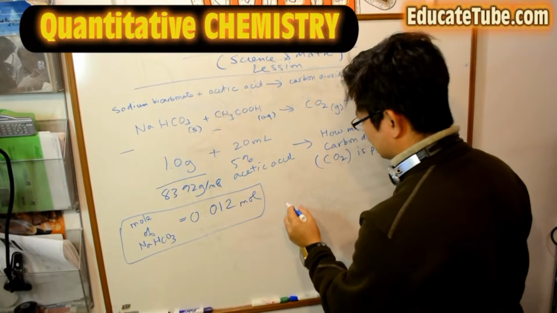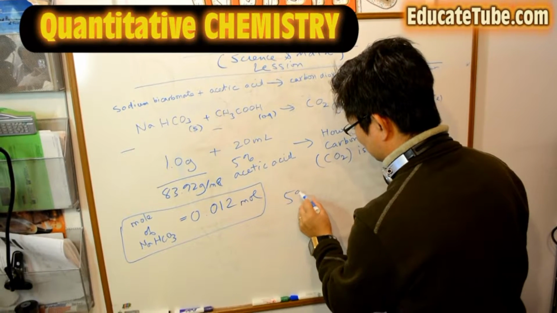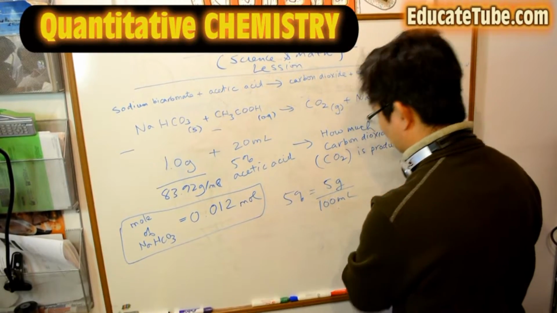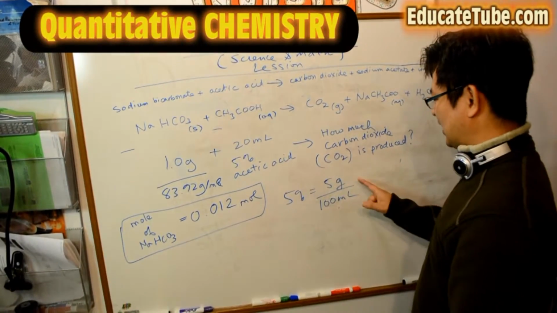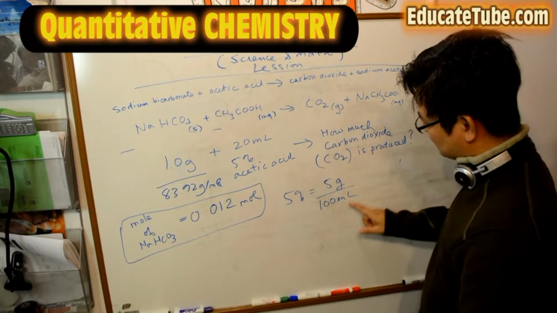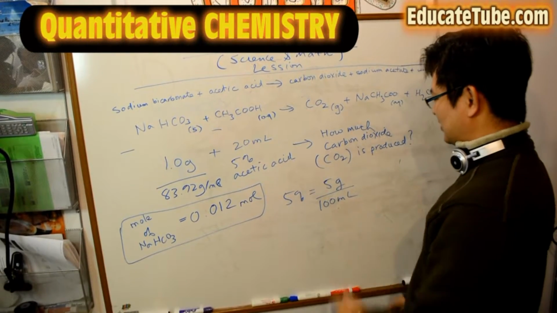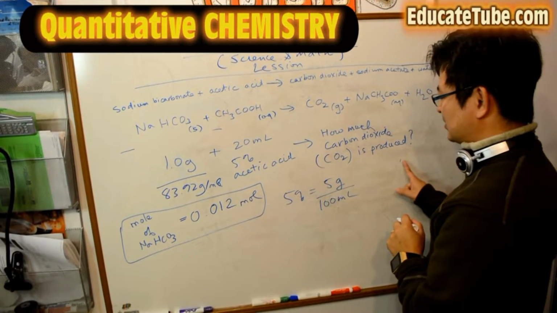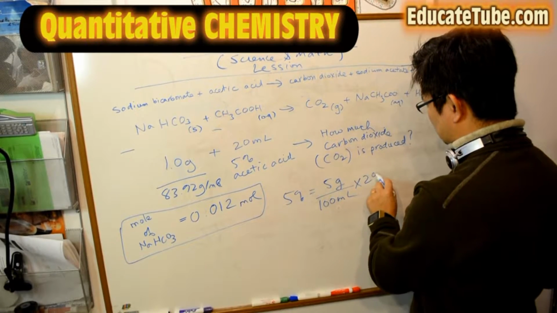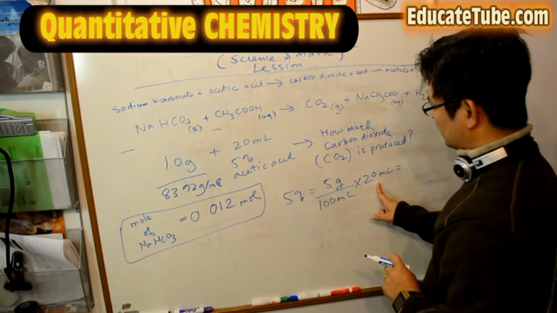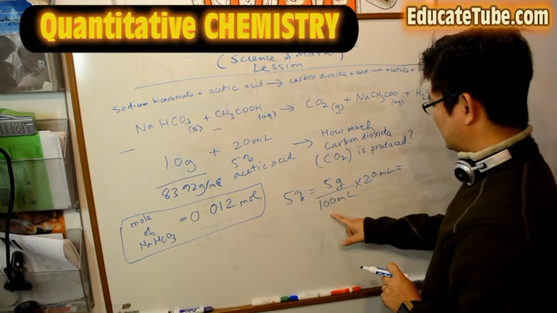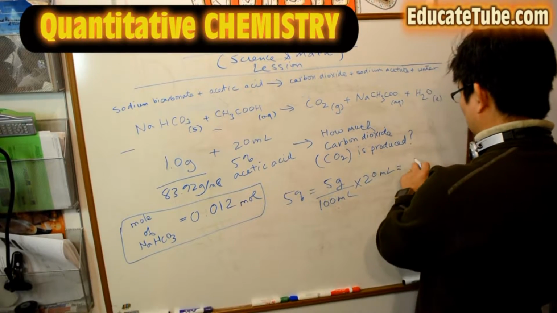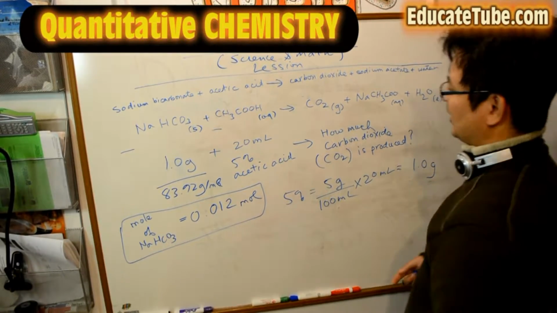So 5% acetic acid is equivalent to 5 grams for every 100 mL of solution. That's how much acetic acid is in 100 mL. Now you want to figure out how many grams that is for our 20 mL. So it's 20 times 5 divided by 100, which gives you exactly 1, because 5 times 20 is 100, divided by 100 is 1. So that's 1.0 grams.